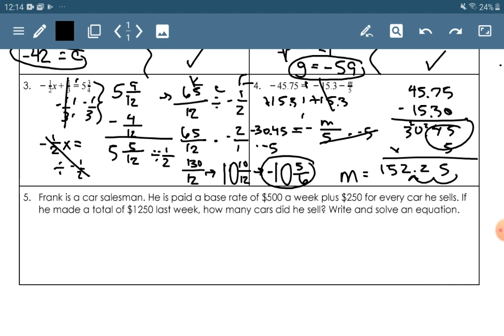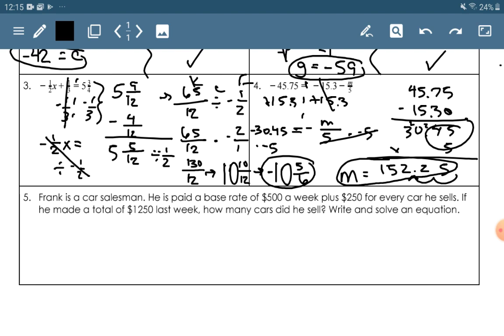And the last thing I'm going to check is my sign. I had a negative number times a negative number. A bad thing happens to a good person, therefore, a bad thing happens to a bad person. Therefore, I am happy. It is a positive 152.25. Again, plug it back in for your variable and solve if you want to check your answer.